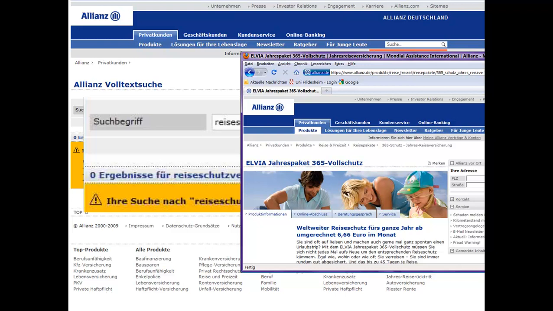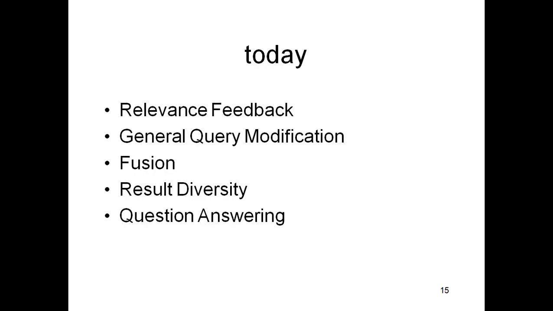Okay, so there's a lot of need for improvement in today's search technology, and we'll briefly discuss these optimization methods. Important is relevance feedback, and query modification, where we will focus on query expansion methods, and also fusion. That's at least what we should cover today. Let's see if we even manage to get to diversity and query answering. What time do we have?